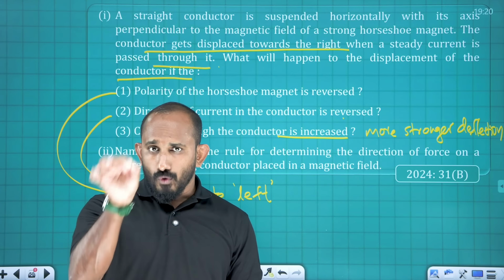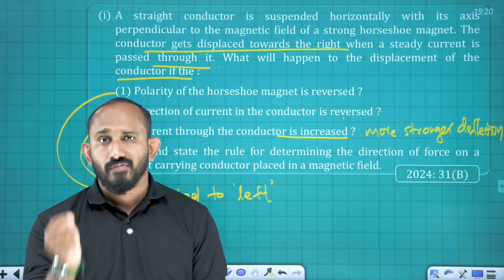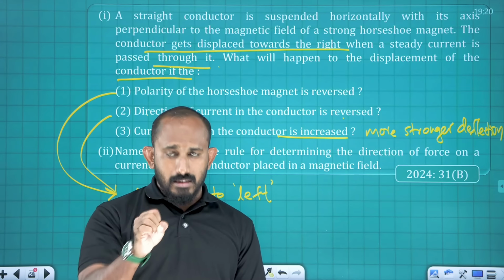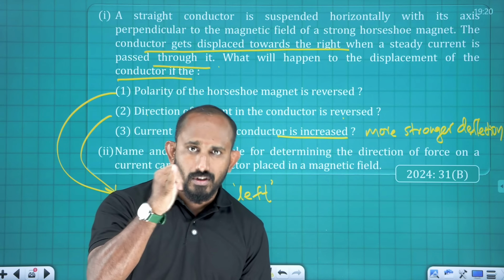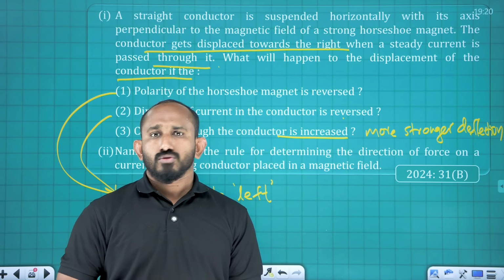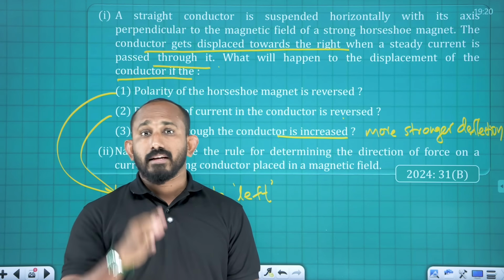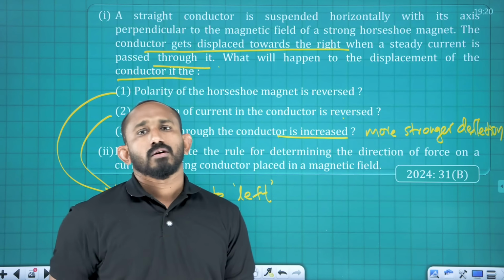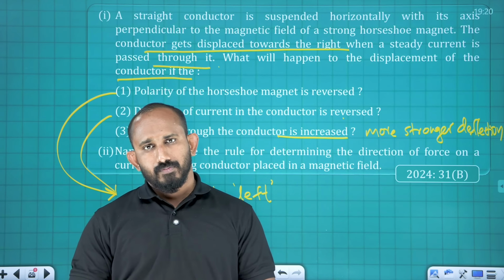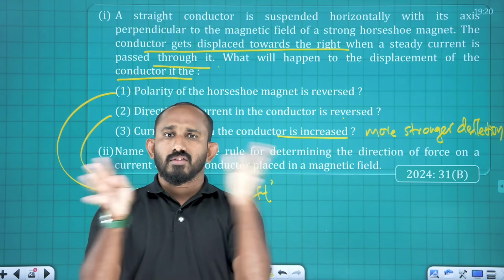Once more, the force on a current carrying conductor kept in a magnetic field can be changed by methods like increasing the length of the conductor, increasing the intensity of current through the conductor, increasing the external magnetic field, and keeping the conductor perpendicular to the direction of the magnetic field. So angle, magnetic field, current, and length of the conductor are the factors.